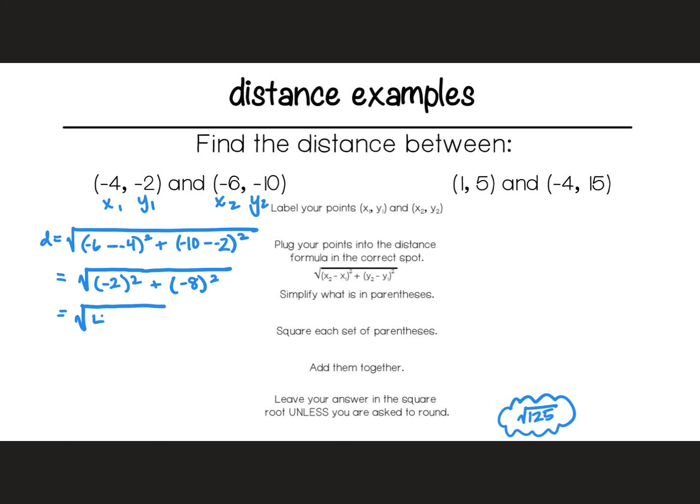Negative 2 squared is 4. Negative 8 squared is 64. And then we add them, and that's radical 68. So for right now, we're leaving our answers as an unsimplified radical. If you are asked to round, so in your assignment for Delta Math, you're going to be asked to round to the nearest tenth. I would type this into the calculator, and this rounds to be 8.2.